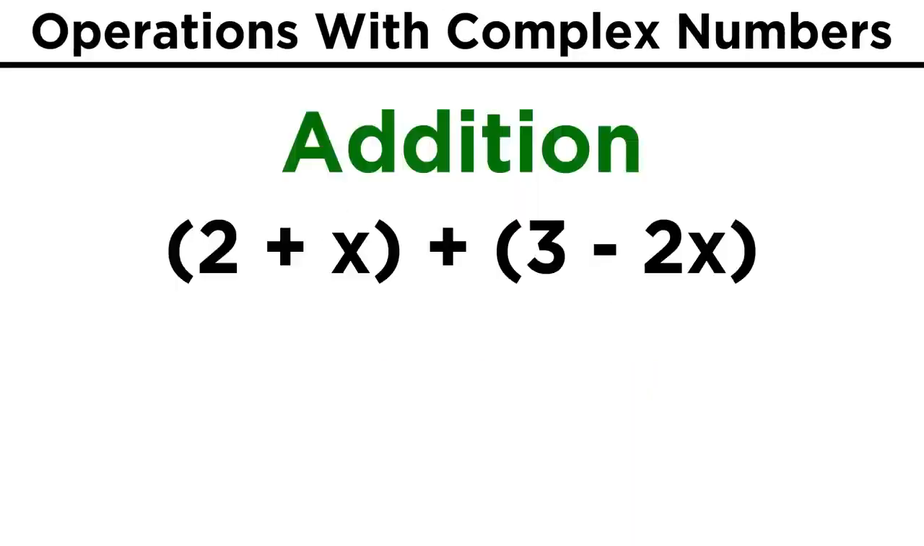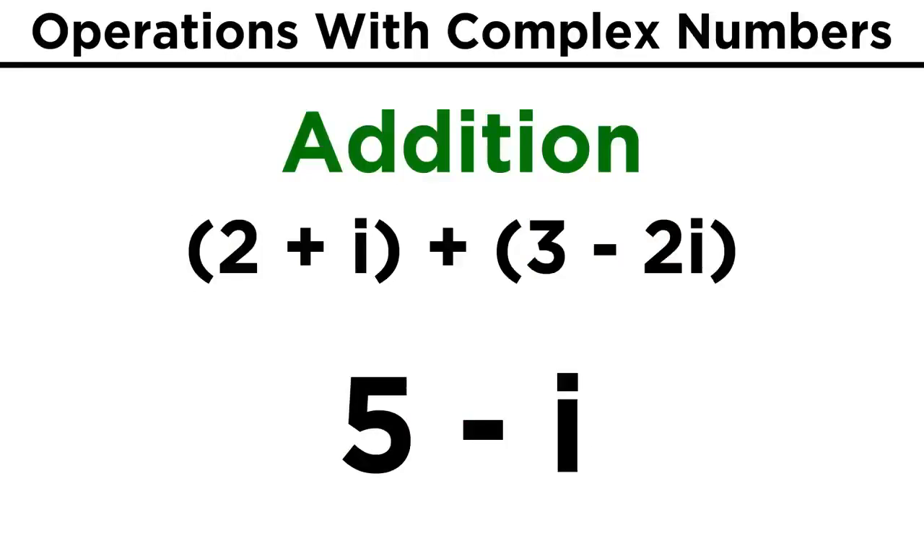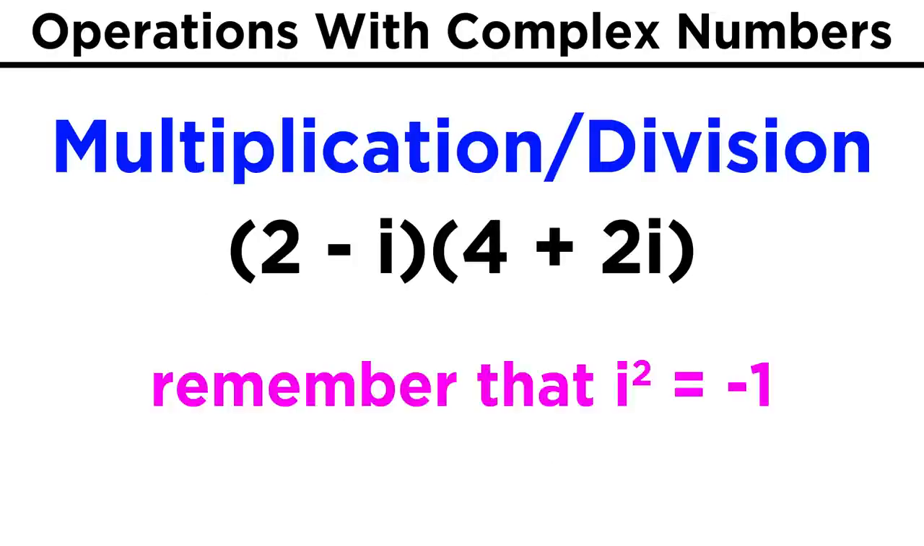We can do operations with complex numbers just like we would if i was some variable, like x. If we had the quantity 2 plus x plus the quantity 3 minus 2x, we would add the numbers together to get 5, and add the x's together to get -x. It's exactly the same with i, so if we change these x's to i's, we get 5 minus i. Since we already know how to do this, we won't need to practice. Multiplication and division work the same way, with just one extra twist. We have to remember that i squared equals -1.